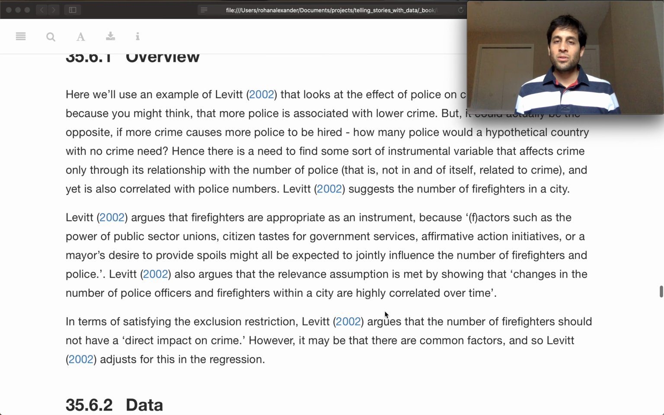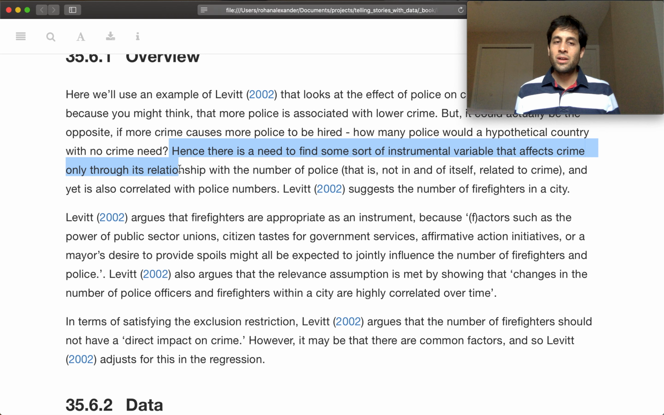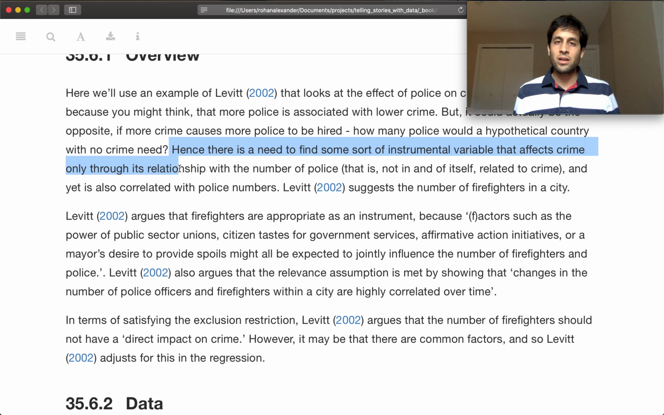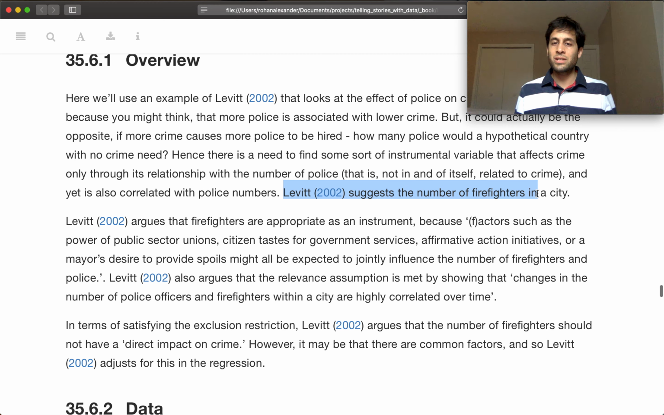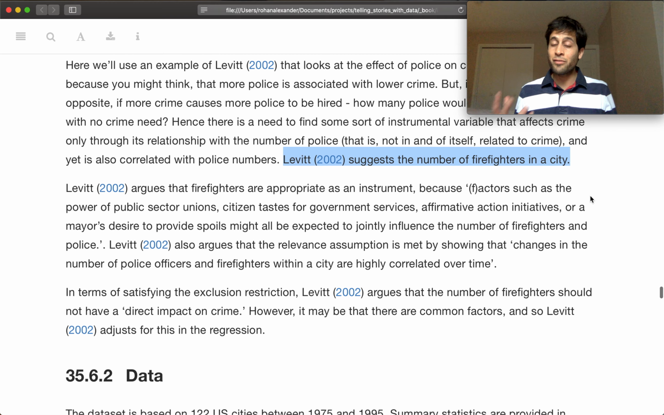And so what we need, remembering from our assumptions, is a variable that is correlated with the number of police, but that is not, in and of itself, related to crime. And so it's difficult to find variables in this case, but Stephen Levitt suggests that, well, actually a good candidate is the number of firefighters in a city.